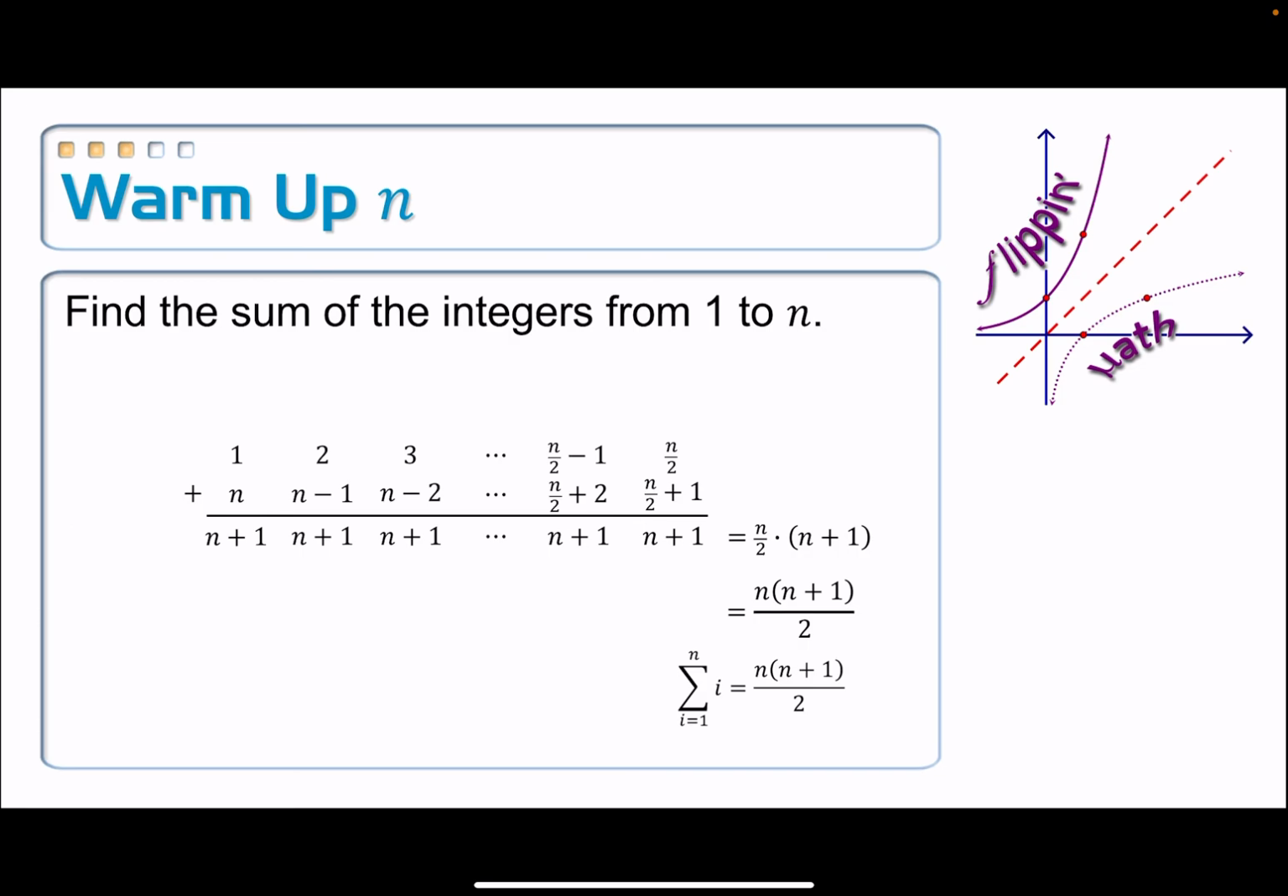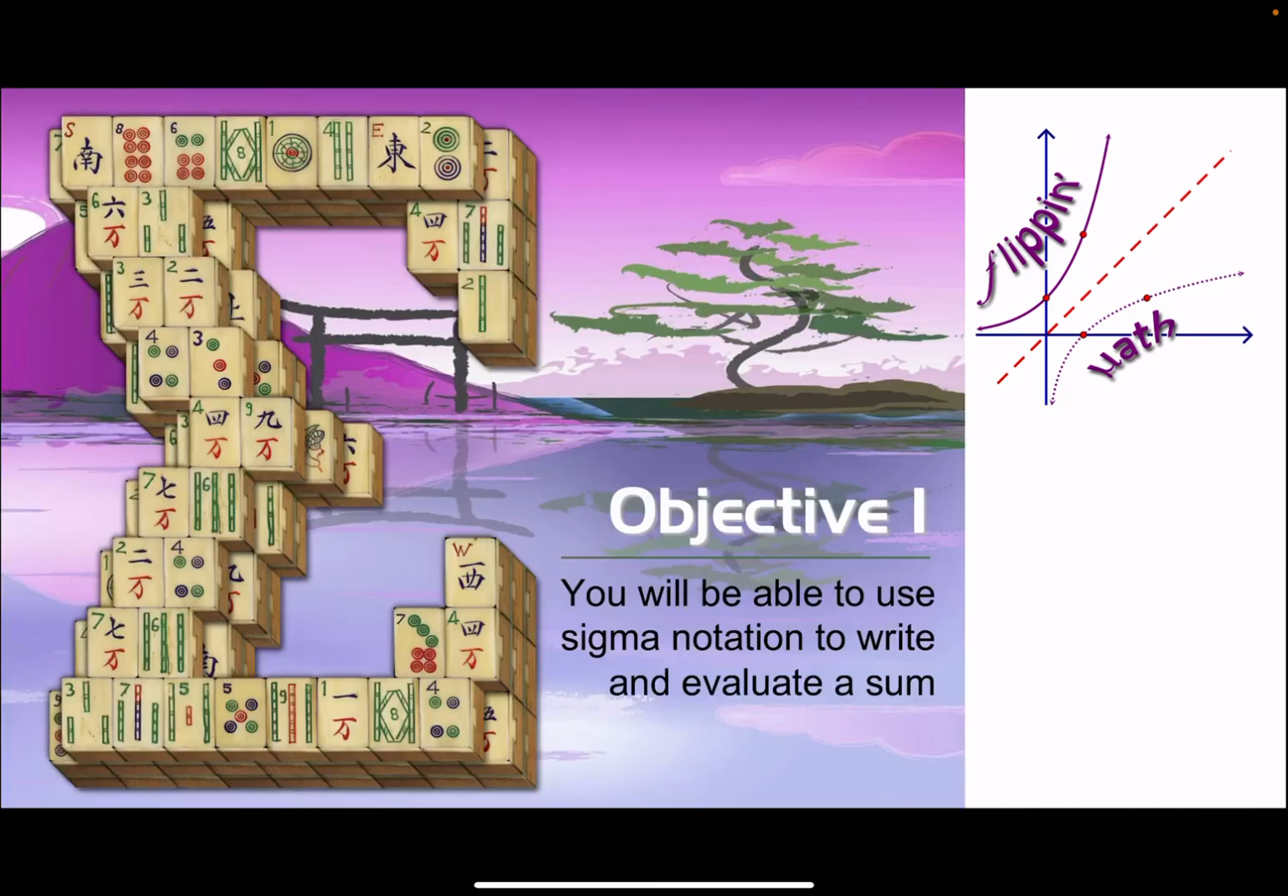And we'll use this formula whenever we start talking about these things called a Riemann sum for the second objective. Okay, before we get there, this is a warm-up exercise for the first objective, being able to use sigma notation to write and evaluate a sum. And the picture right there, that is the big old Greek letter sigma, which in mathematics we use to represent a sum of a whole bunch of things.